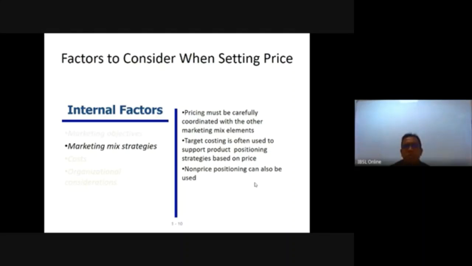Pricing should also be carefully coordinated with the other marketing mix elements. Target costing is often used to support product positioning strategies based on price. Non-price positioning can also be used. You have to coordinate other marketing mix elements like product, distribution, promotion, and people, because you just can't offer a high price for a product that offers low value and low quality. A low quality product cannot be high price, or a high price product has to be of high quality definitely. Otherwise the value and price equation will not work.